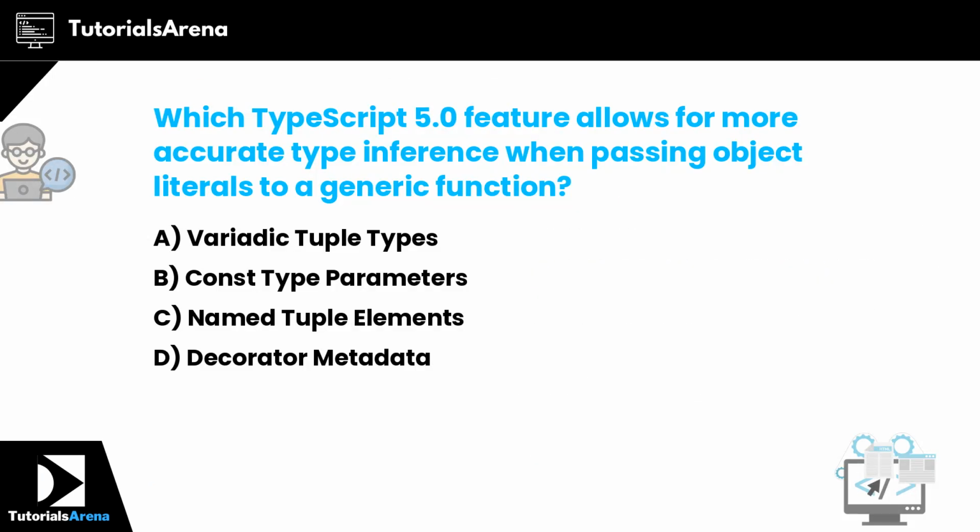Which TypeScript 5.0 feature allows for more accurate type inference when passing object literals to a generic function? The correct answer is option B, const type parameters.